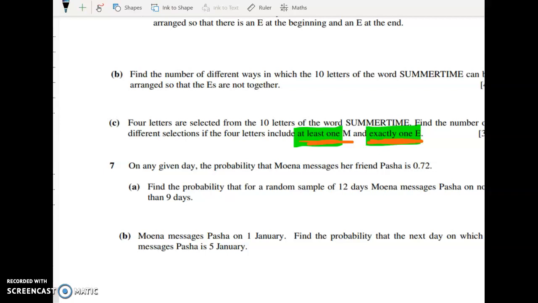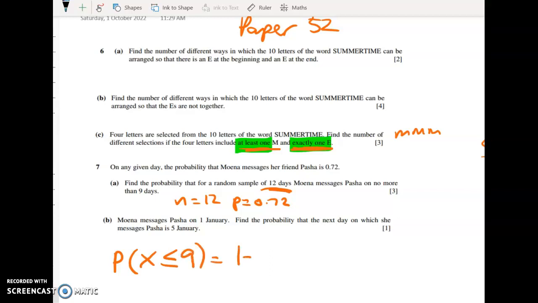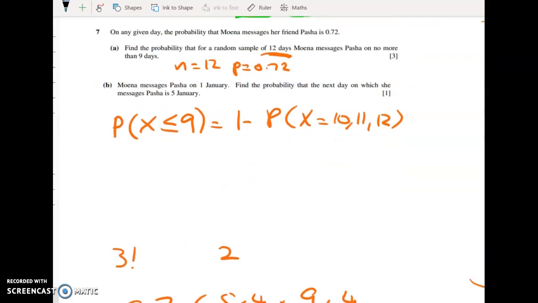So it's a binomial problem because we've got the probability that Moena messages her friend Pasha is 0.72, and we're doing this over 12 days. So N is 12, P is 0.72, and we need to find the probability that she messages Pasha on no more than 9 days. So X is less than or equal to 9. We're going to work at the other end. That's 1 minus the probability that X is 10, 11, or 12. So we need to show our working for the binomial, but this working should feel really, really easy by now.